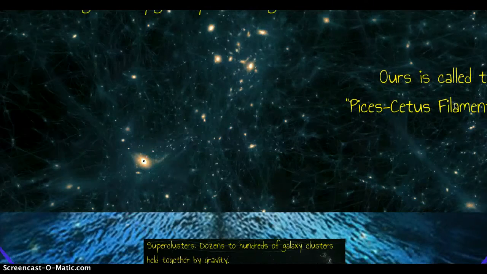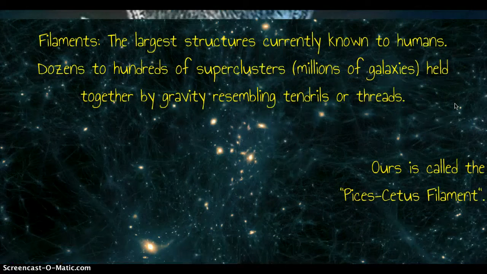Turns out there is. Beyond a supercluster, we get to a whole other range of size called filaments. And filaments are the largest structures currently known to humans. It could be that there's stuff bigger, but we just don't know it yet. And here, filaments are dozens to hundreds of superclusters, all held together by gravity. And they often resemble threads or tendrils. I've heard them referred to as cobwebs even. And so we're part of the Pisces Cetus filament.